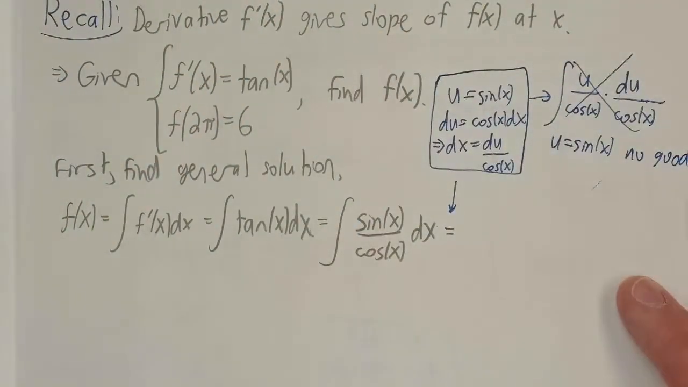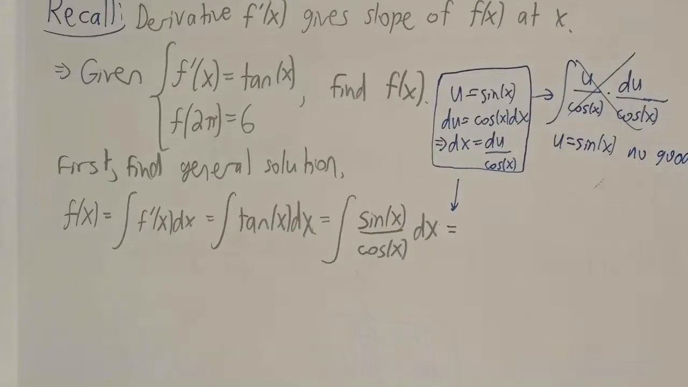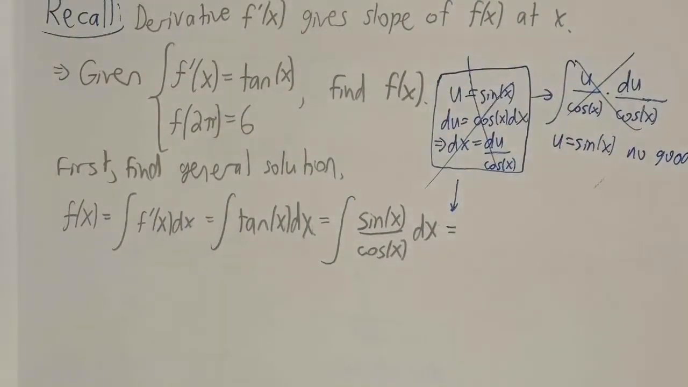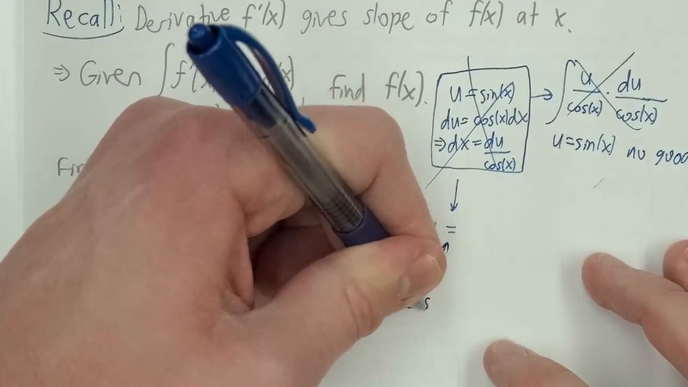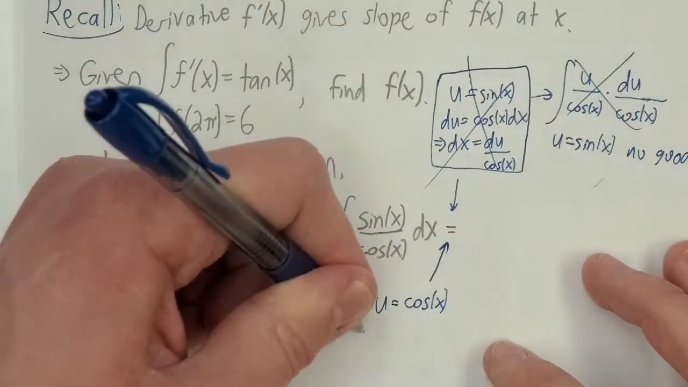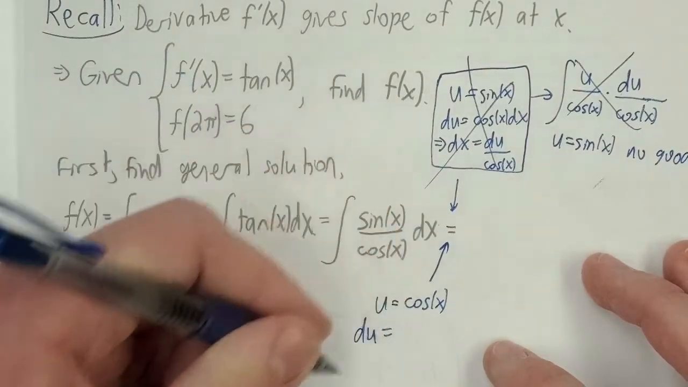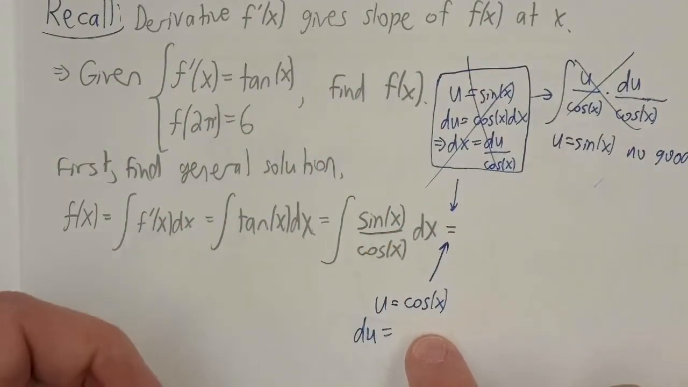Okay? So as a result, pitch this idea and instead work with cosine, because as you'll see, things actually play a lot more nicely with cosine of x. Okay? So we know the derivative of cosine, as we saw last time, is equal to what?